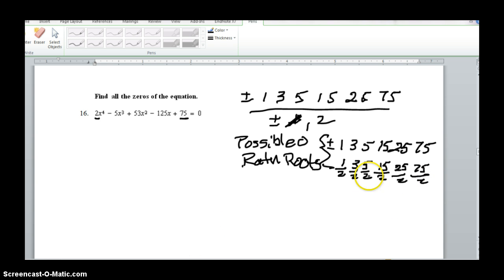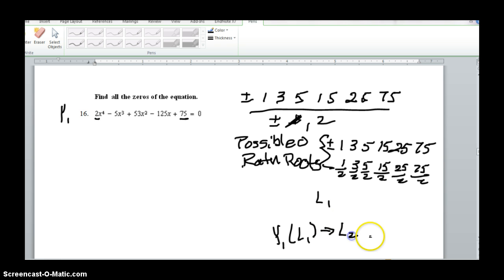And you're going to plug those into L1, plug this function into Y1, and then on your home screen, you're going to pull up Y1, parentheses, L1, store in L2. Well, I've got a little bit of a spoiler alert. We're going to find out that the roots that we're going to find in here are going to be 1 and 3 halves.